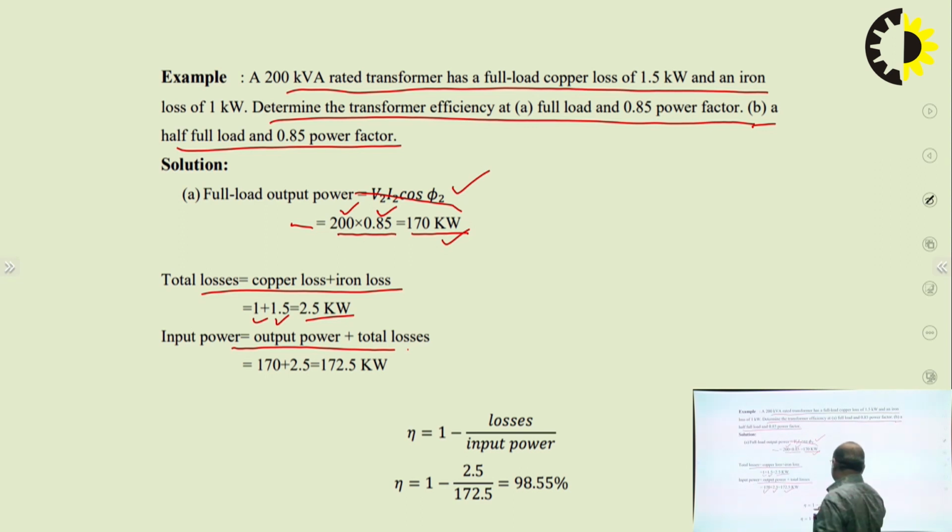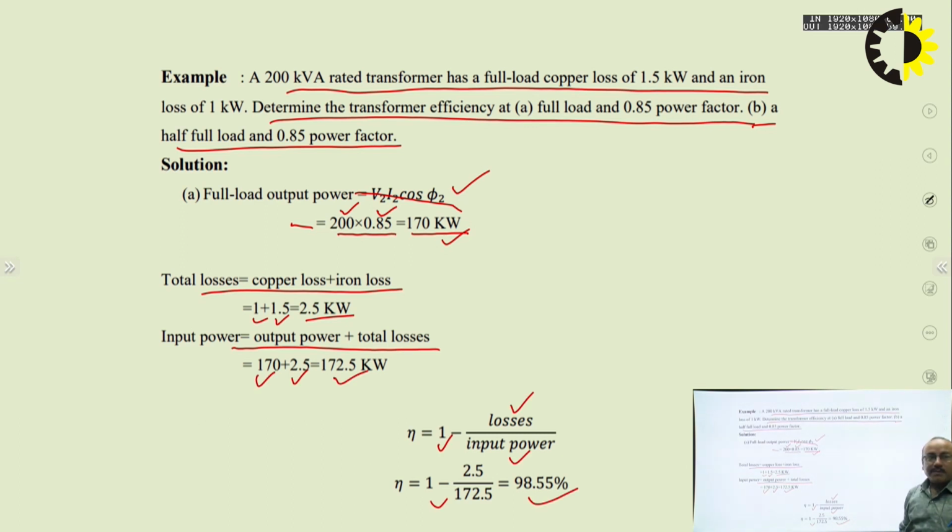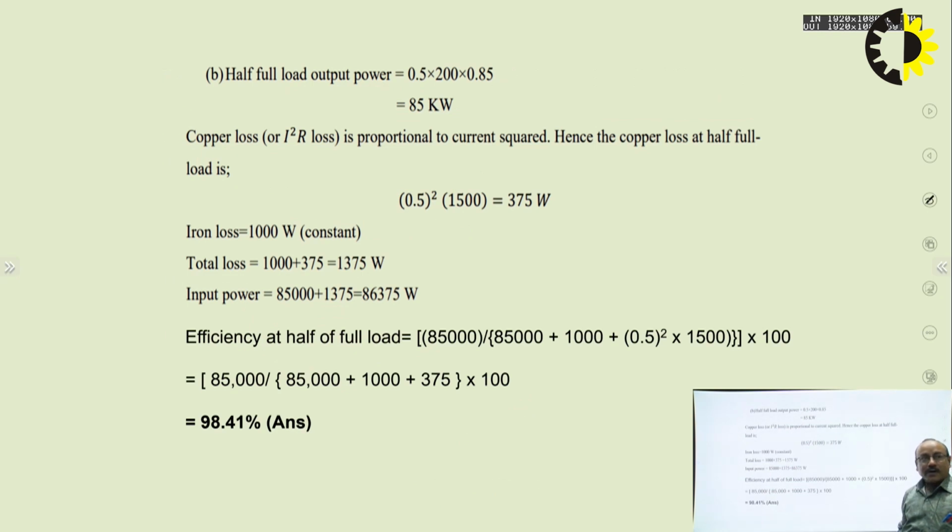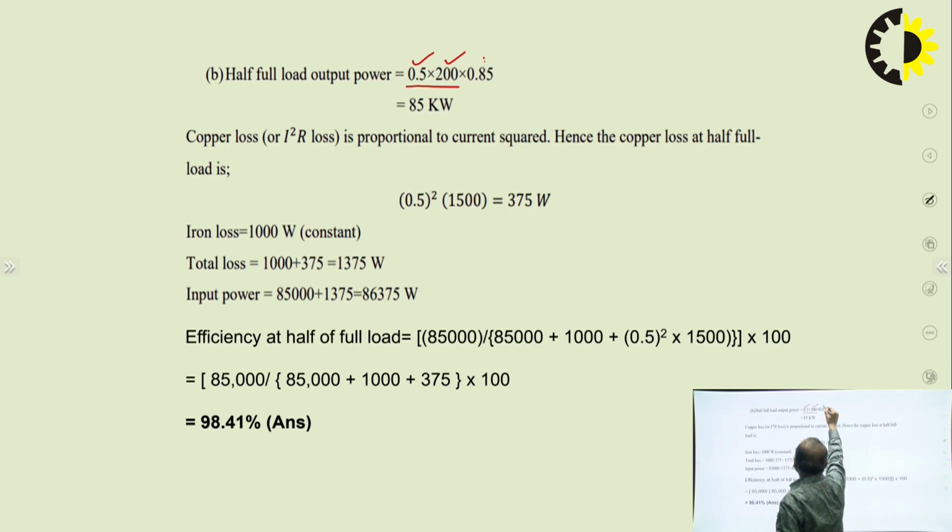Now, the efficiency is 1 minus losses upon input power. So, by putting the value of losses and input power in this, efficiency comes out as 98.55% at full load. Next, for half load condition, the efficiency calculation. At half load, the output power becomes half of full load power. So, that is 1 by 2 or 0.5 times of 200 into 0.85 power factor. So, this becomes 85 kilowatt.